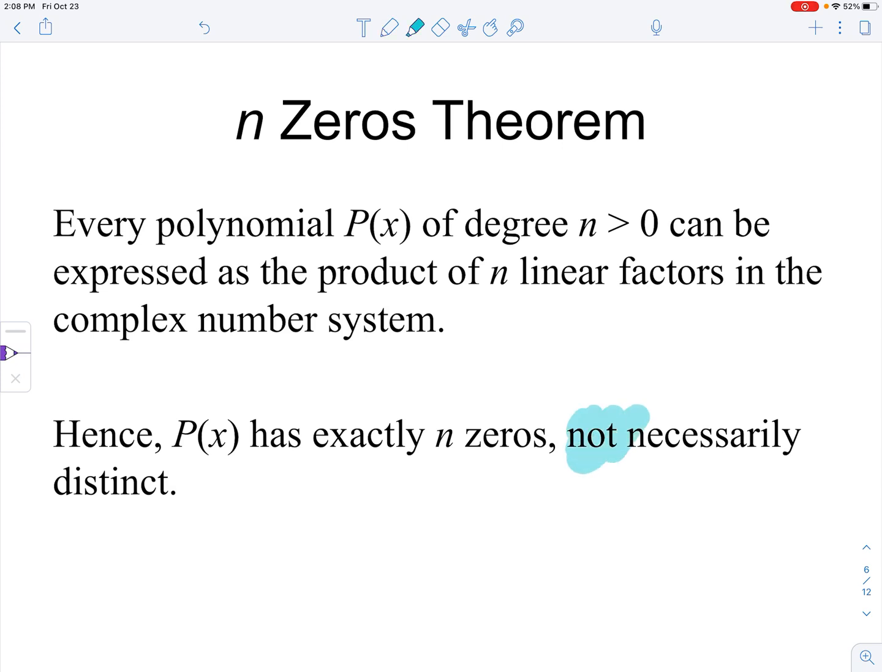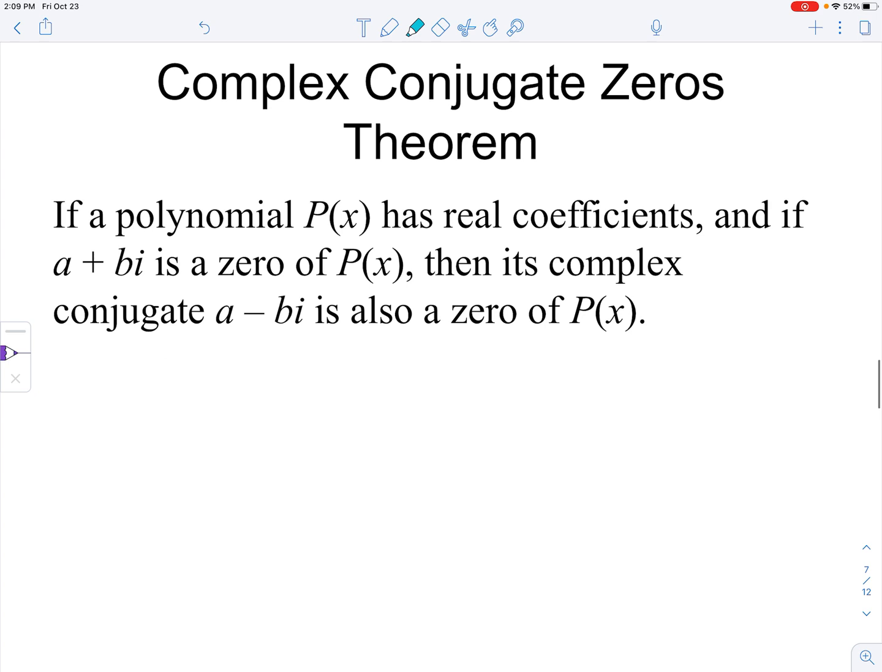However, this part's important: not necessarily distinct zeros. Remember, we can have zeros that have a multiplicity greater than 1, meaning repeated. If a zero has a multiplicity greater than 1, it is a repeated zero, and therefore you might have a factor that's raised to a power greater than 1, but each of those factors would still count as part of the n linear factors.